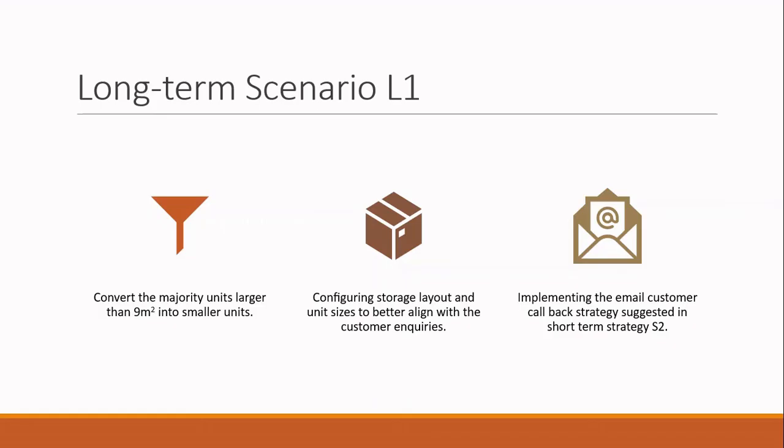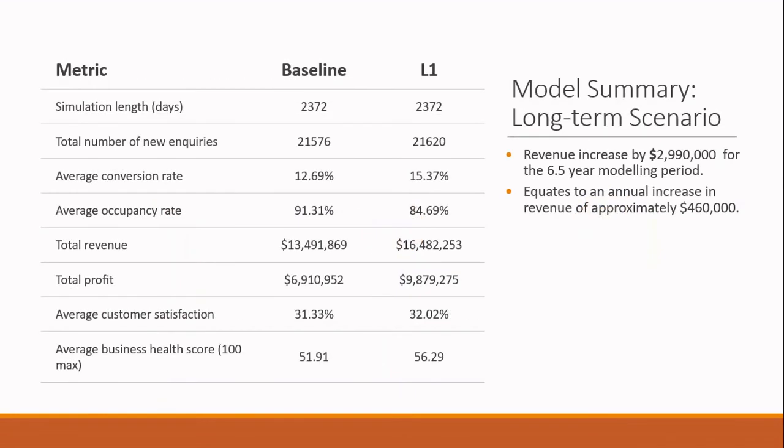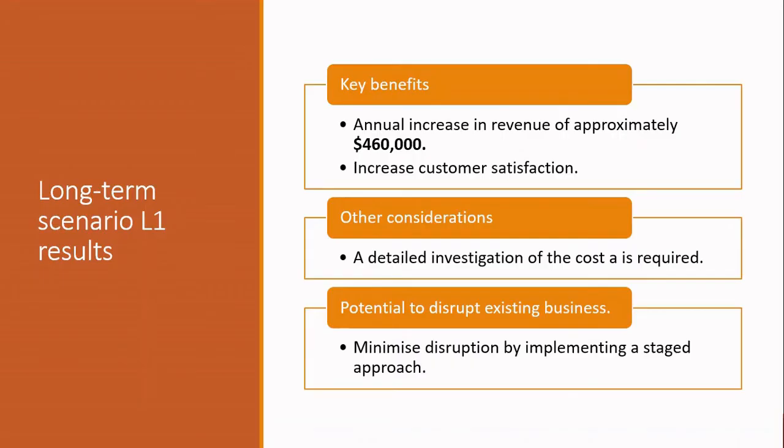In addition to the short-term scenario, we developed a long-term scenario. This consisted of converting the majority of the units larger than 9 meters into smaller units, meaning the storage layout and unit sizes are better aligned with customer inquiries. As can be seen in the table, the long-term modelling scenario increased all metrics, particularly revenue, which increased significantly over the 6.5-year modelling period. The key benefits of our long-term strategy include an increased annual revenue of approximately $460,000. Also, this increased customer satisfaction.